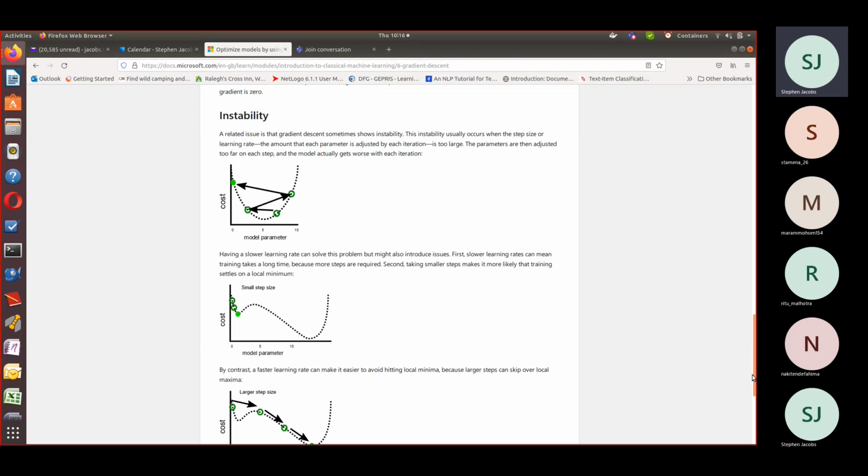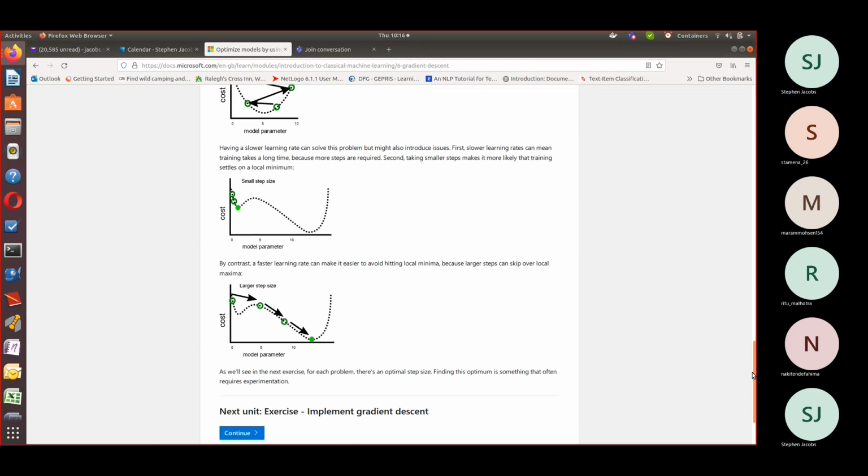So having a slower learning rate can do that. By contrast, having a faster learning rate makes it easier to avoid local minima because the larger steps can skip over local maxima. As we'll see in the next exercise, for each problem there is an optimal step size, and finding the optimum often requires experimentation.